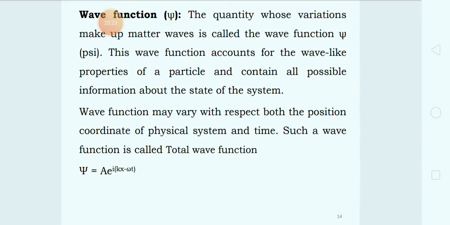Such a function is called wave function. So it is clear from quantum mechanics that for any physical observable which is present, there is a corresponding function. These corresponding functions are called wave functions of that particular physical observable. It is denoted by the symbol psi. In other words, the quantity whose variation makes up matter waves is called the wave function.